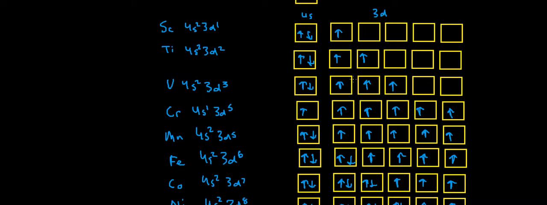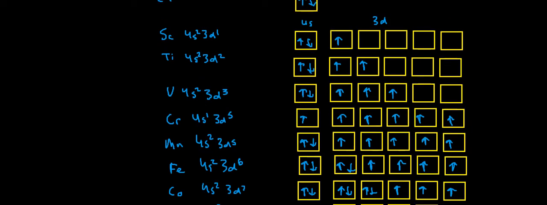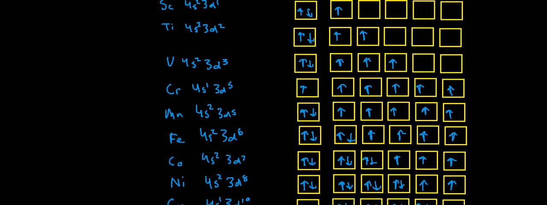Obviously this configuration is just more stable than having one electron missing from the 3d orbital. But then once I get to manganese, it continues normally as well. I just add another electron to my 4s orbital. It's the lowest energy, so that's where it would be added. Then I go to iron, and it continues normally. Iron, cobalt, nickel, still operating normally.